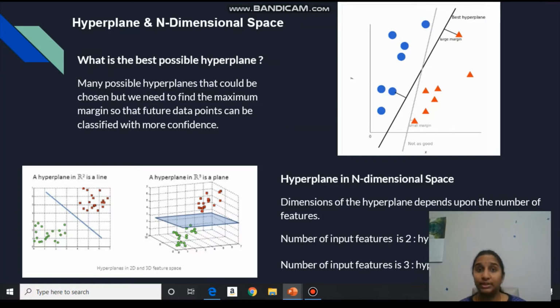Let's ask a question for classmates. What is meant by margin in SVM? Margin is the distance of closest tuples or points from the decision line or hyperplane.